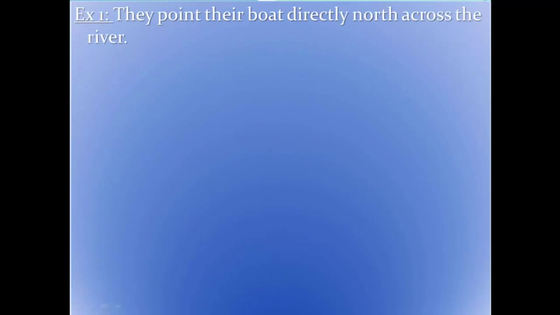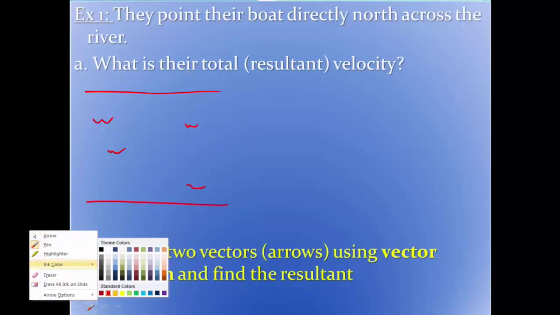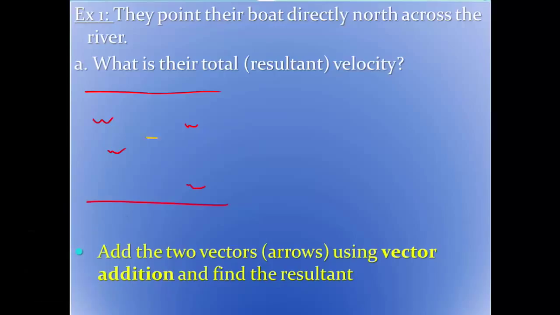So, the first question we'd ask is, what is their total resultant velocity if they point the boat directly north across the river? So let's draw the picture here. On the top and bottom, these will be the banks. And we have nice water because it's flowing. Now, which way is it flowing? Well, it told you that it was traveling east at 11 meters per second. So if I'm going to draw this vector triangle now, I'm going to draw a vector that goes east at 11 meters per second.